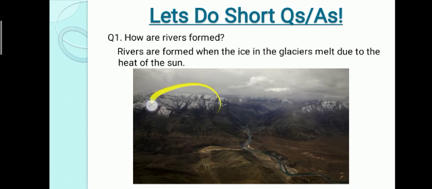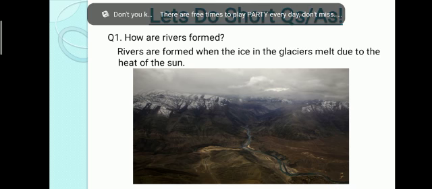This is the glaciers. This is a mountain which has glaciers on it, and the sunlight will fall on it, and they will melt and they will fall in the form of water as rivers. Okay, and we can see the rivers in the plain areas.